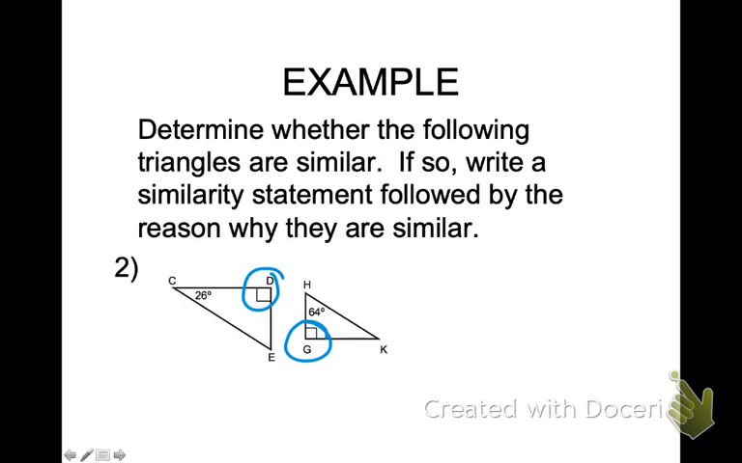Aiden? 26. How'd you get that? 90 and 64 and subtracted it. Or me, mentally, I would do 180 minus 90 is 90. 90 minus 64 is 26.